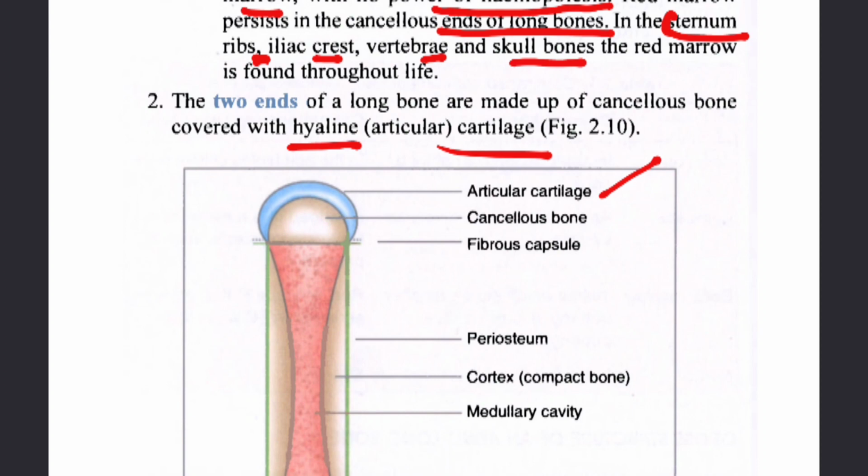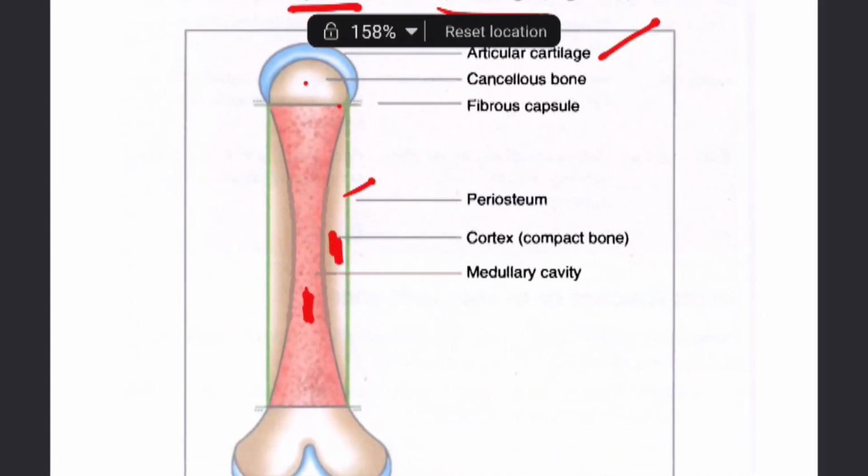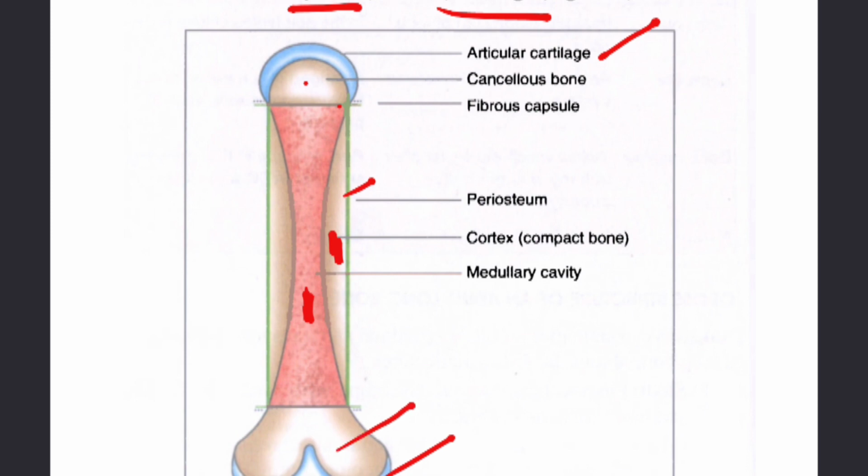So this is the cancellous bone, this is the fibrous capsule, the periosteum, the outer layer, the cortex, the compact bone part, and the medullary cavity inside where the marrow is present. See this structure carefully. What we have here: the articular cartilage, the cancellous bone, the periosteum, the compact bone, and the medullary cavity.